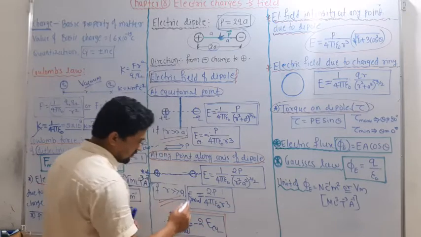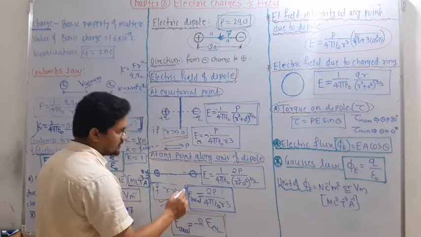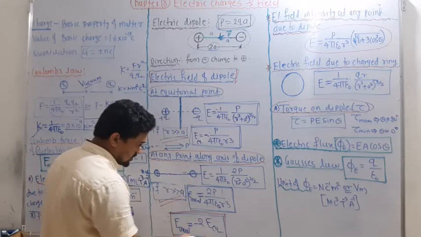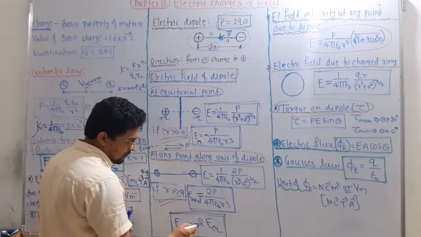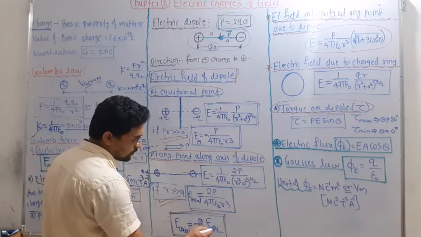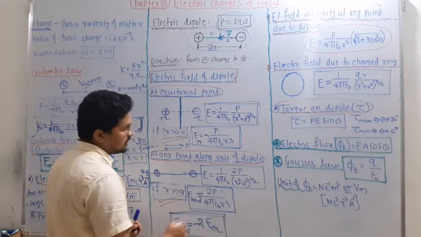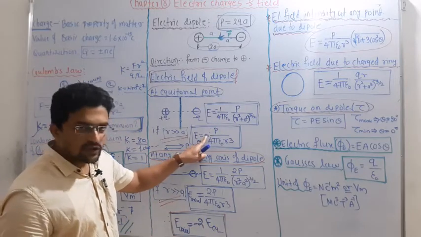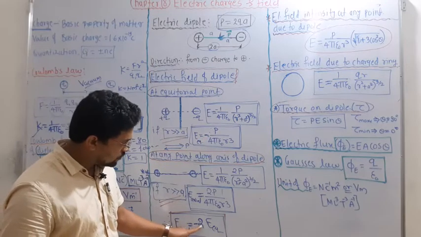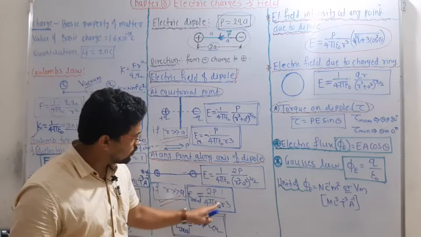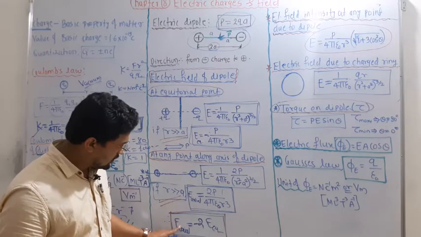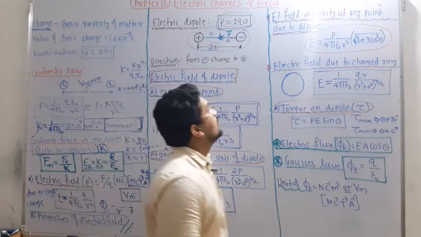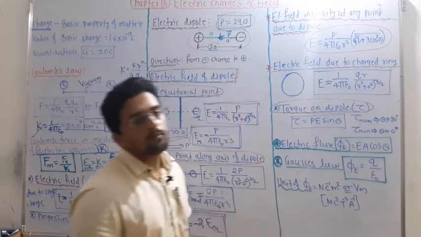Okay, so if the electric field along the equatorial point is this much, then there must be a relation between them. E axial is equal to minus 2 times E equatorial. Because on the equatorial it is minus already, so minus will get plus. So you will get 2 times this equation. That's why E axial is equal to minus 2 times E equatorial. So remember this equation.